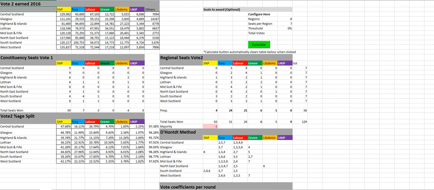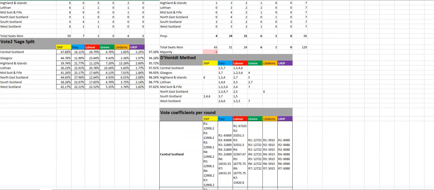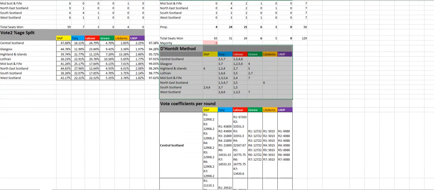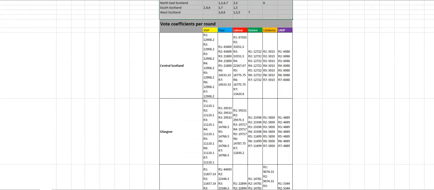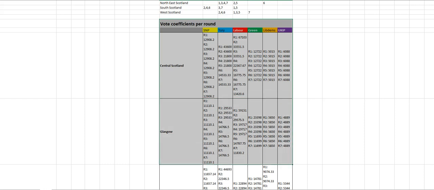So what I've basically got here is a spreadsheet which has all the details of the Vote 2 allocation of seats. I'll take you through it section by section to explain what each of these sections are, and I'll also explain how the seats were allocated in each of the rounds, and I'll also try to explain the D'Hondt method. I won't explain every region, I'll pick out one region and explain how the D'Hondt method allocated the seats for that particular region.